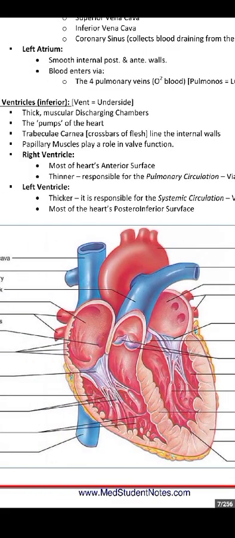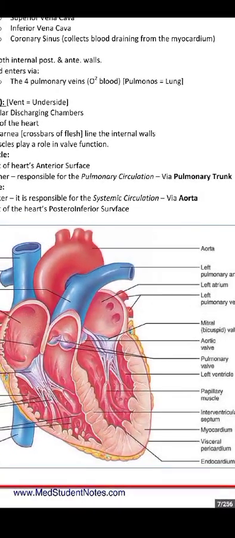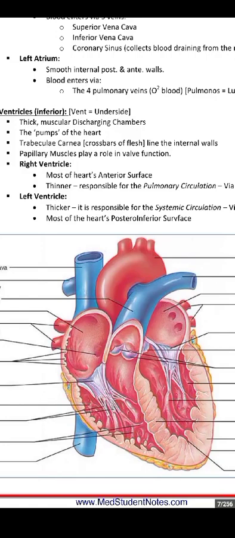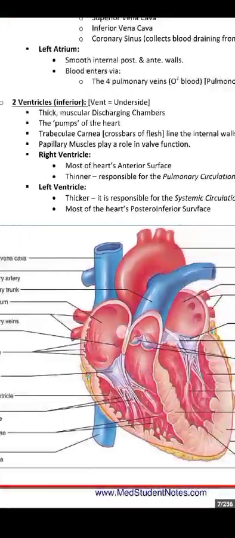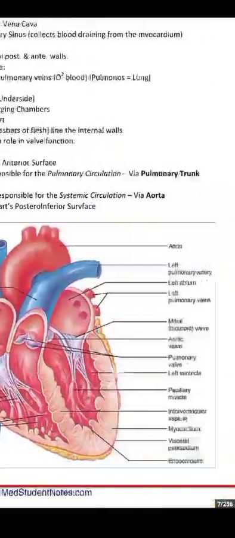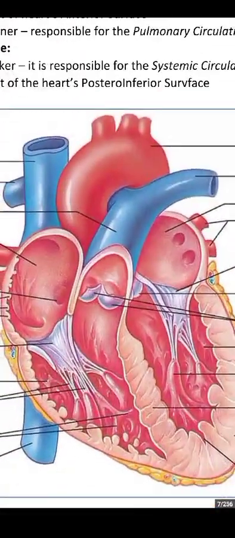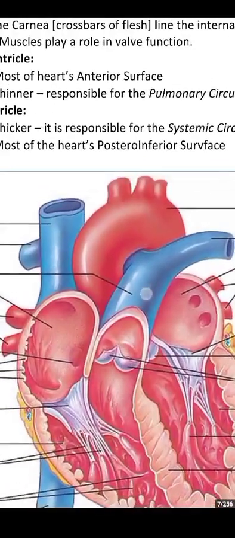I forgot to say something about the pulmonary trunk. The right ventricle is thinner and is responsible for pulmonary circulation through the pulmonary trunk. As you can see, this is the pulmonary trunk. It is connected by the pulmonary valve, and this is the right ventricle. From the right ventricle through the pulmonary valve to the pulmonary trunk is the flow of pulmonary circulation.